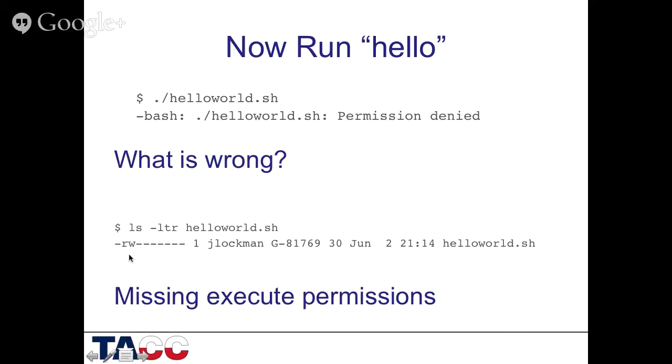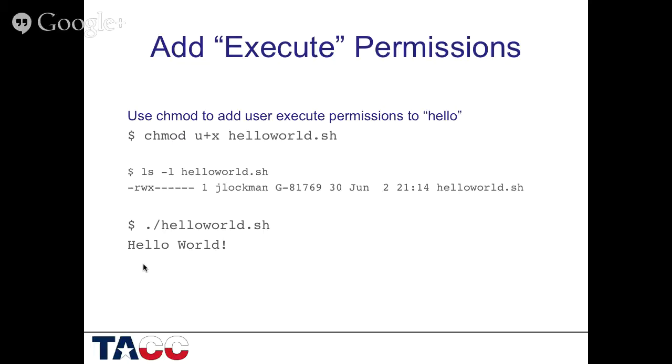So we're going to go back to our Linux lecture yesterday and remember when we talked about permissions. We need to do a change mode on that, or chmod. And here's the command to do that. What you'll want to do is add execute permissions for the user. That's what the u+x means.